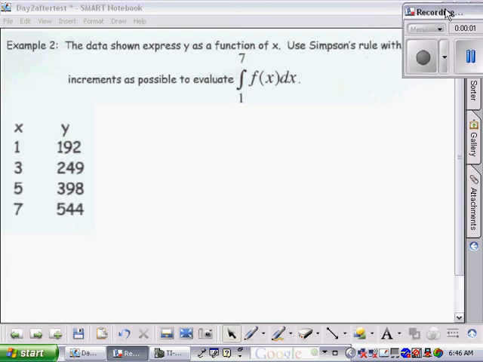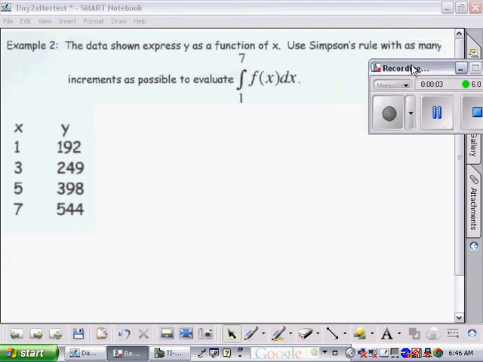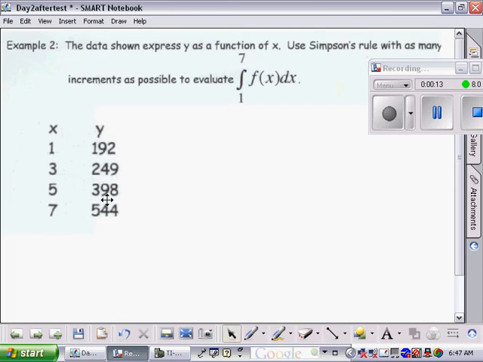Second problem. We're going from 1 to 7. The delta x is 2, but you guys have already counted and you told me there are only 3 subintervals. So we cannot use Simpson's rule. You got to have an even number. Now, we are going to use trap rule.